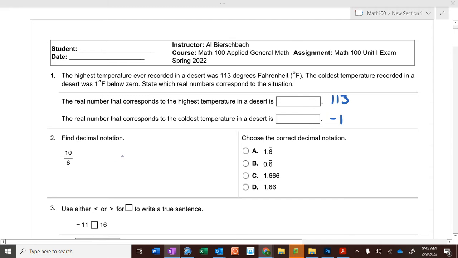10/6 in decimal notation. It is 10 divided by 6. 6 goes into 10 once with 6, with 4 left over. Doesn't go in there, so we have to drop down a 0. 6 goes into 40 6 times, 36, and then that'll just keep repeating. The process will repeat forever. So 1.6 repeating is A.